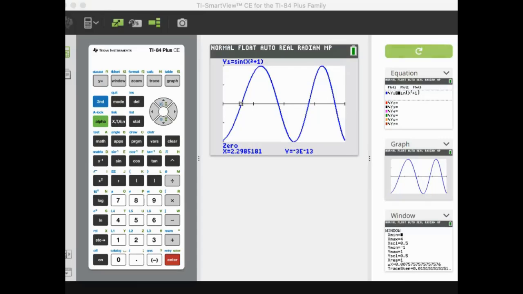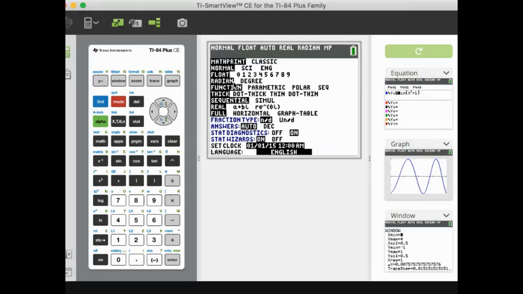I think I might have had some questions in the chat, so let me see if I can see my chat. If you see a line, make sure your mode is in radians. If you're in degrees, it's totally messed up. You're not going to have that graph, okay? Make sure you're in radians.